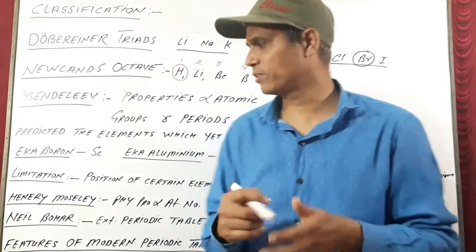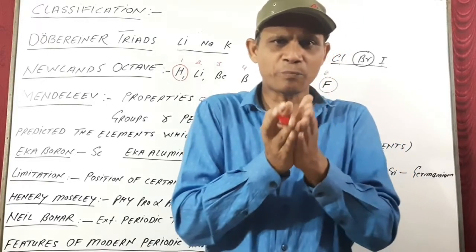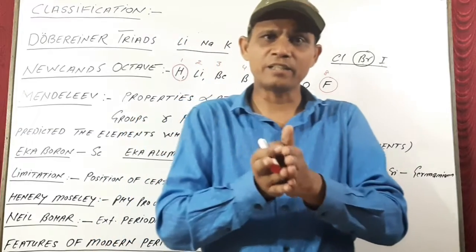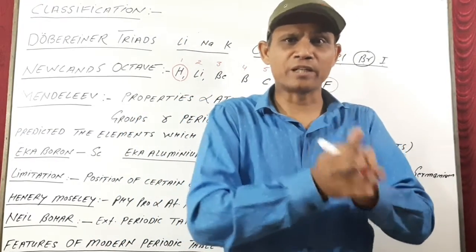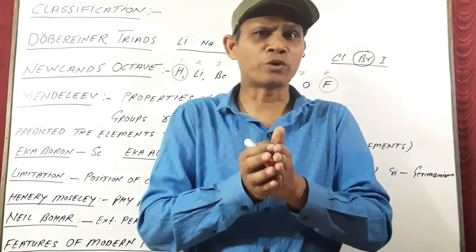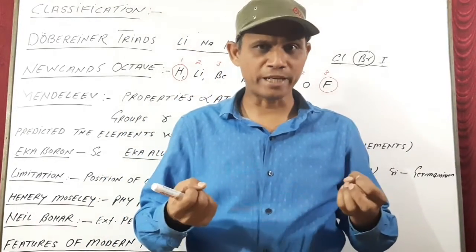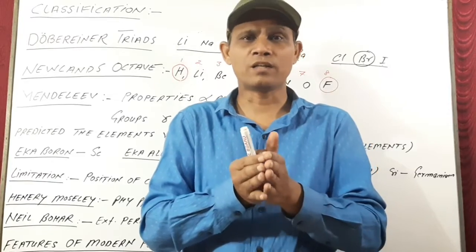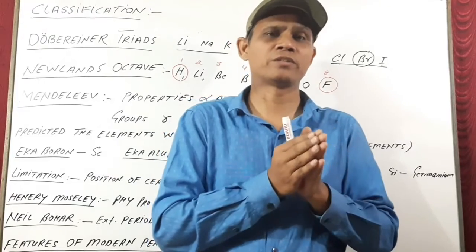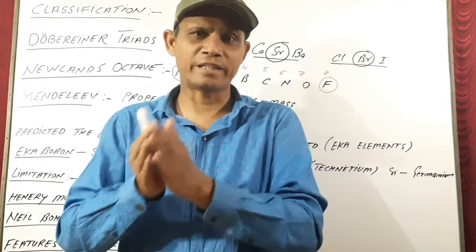And the next scientist was Henry Moseley. He said that the properties of elements don't depend upon masses, rather they depend upon the atomic number of the element. According to him, which is also known as the modern periodic law, the physical and the chemical properties of the elements are a periodic function of their atomic numbers. Based upon this principle, he made a periodic table.